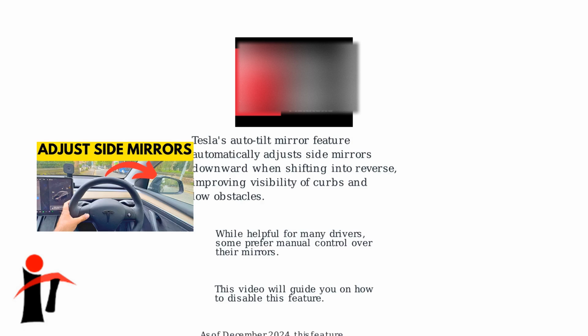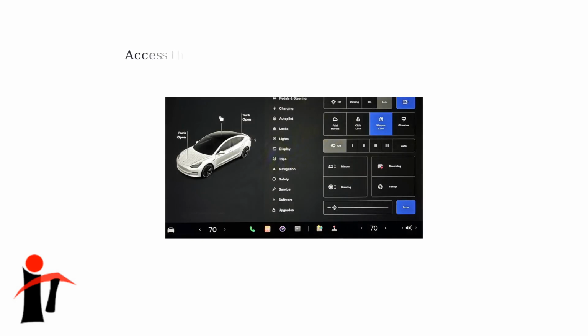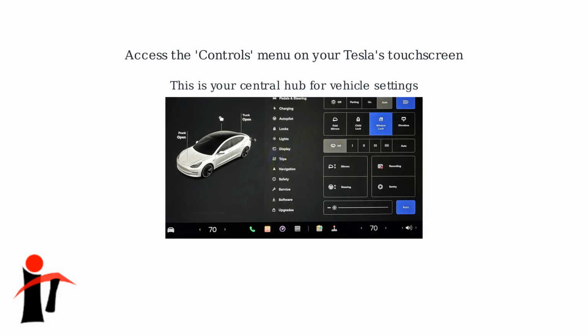As of December 2024, this feature is standard on Model 3, Y, S, and X, and this video applies to these models with software versions 2023.44.30 and later. To turn off the auto tilt mirrors, start by accessing the Controls menu on your Tesla's touchscreen.